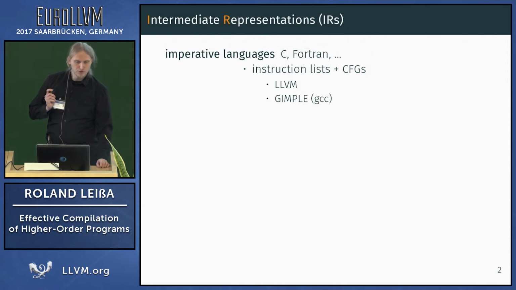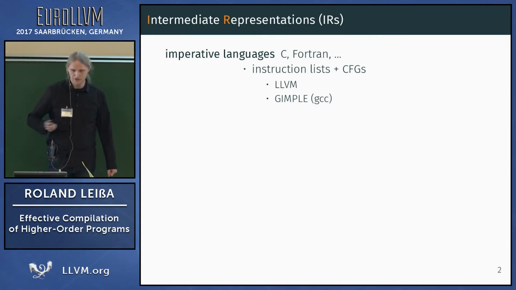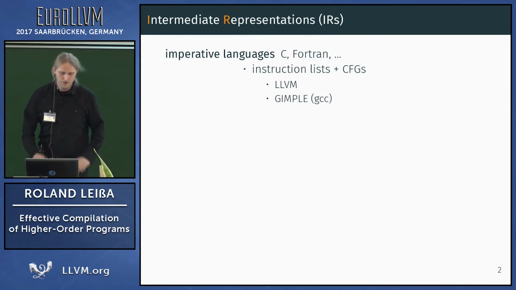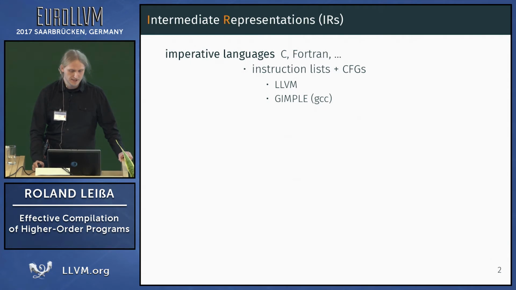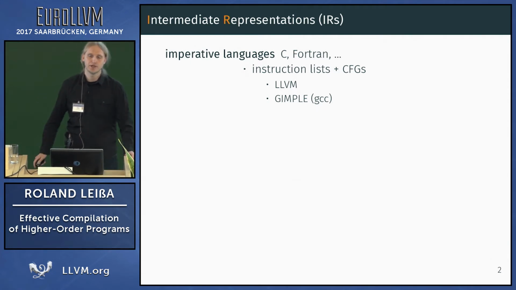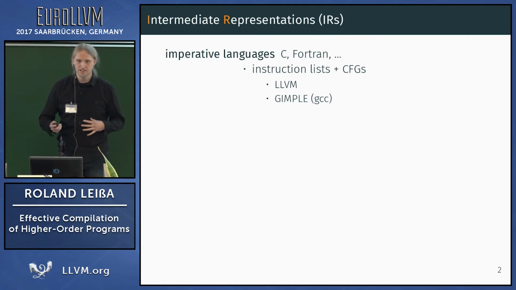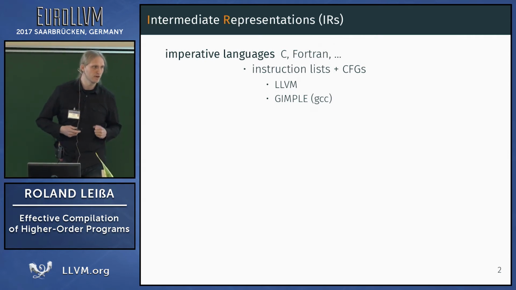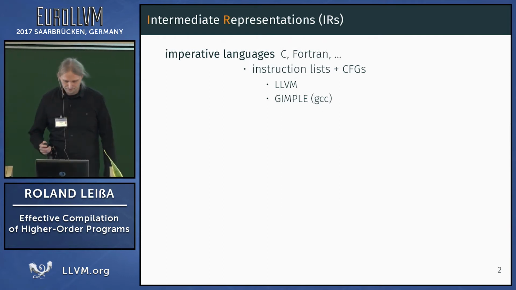So let's have a brief look at the intermediate representations we are currently using today in order to compile programs. On the one hand, we have typical imperative languages like C or Fortran, and we're using instruction lists, control flow graphs, and nowadays SSA form based representations and doing optimizations on that.